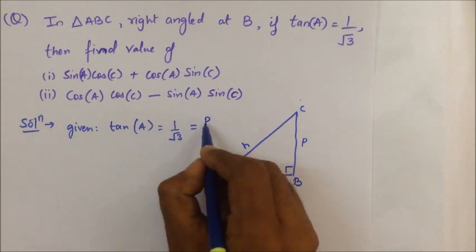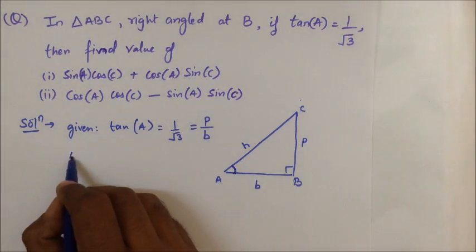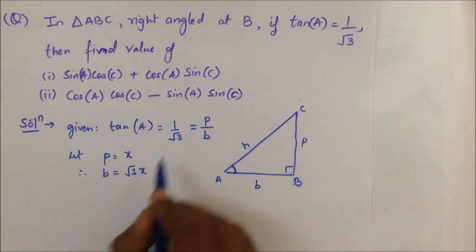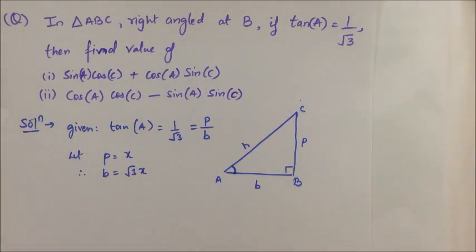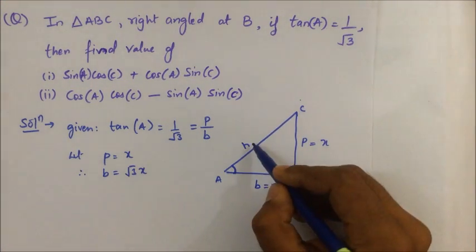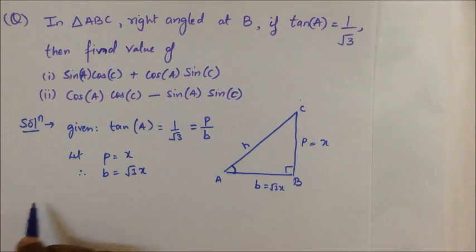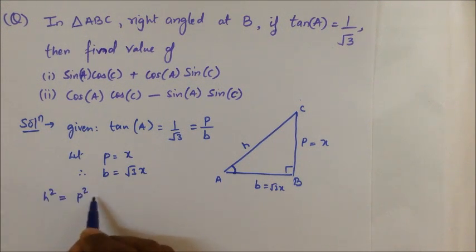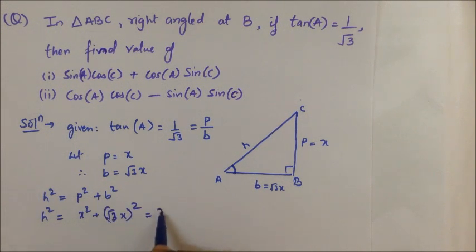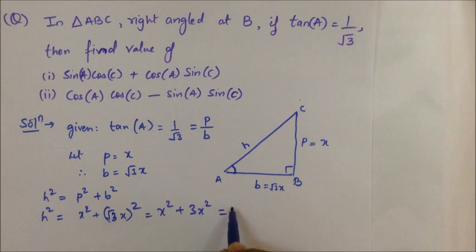Now tan is the ratio between the perpendicular and the base. Therefore let P be equal to x. Therefore B would be equal to root 3x, so that the ratio becomes 1 by root 3 and x is the common factor. So in the diagram I'll show this as x and this as root 3x. Now our objective would be to find the hypotenuse. Applying the Pythagoras theorem, h square is equal to p square plus b square, I'll get h square is equal to x square plus root 3x whole square. This is x square plus 3x square, which is equal to 4x square.